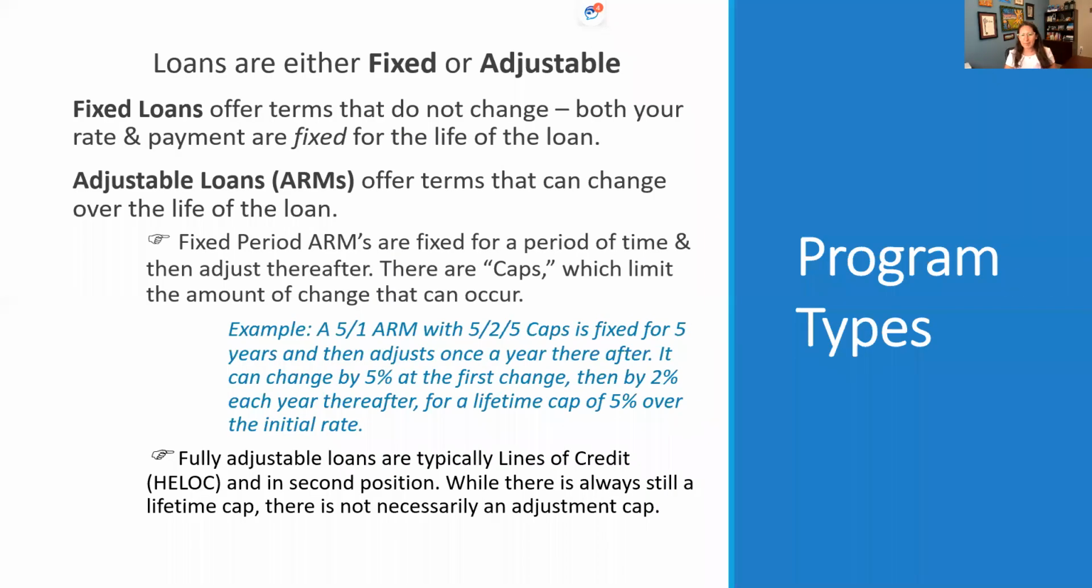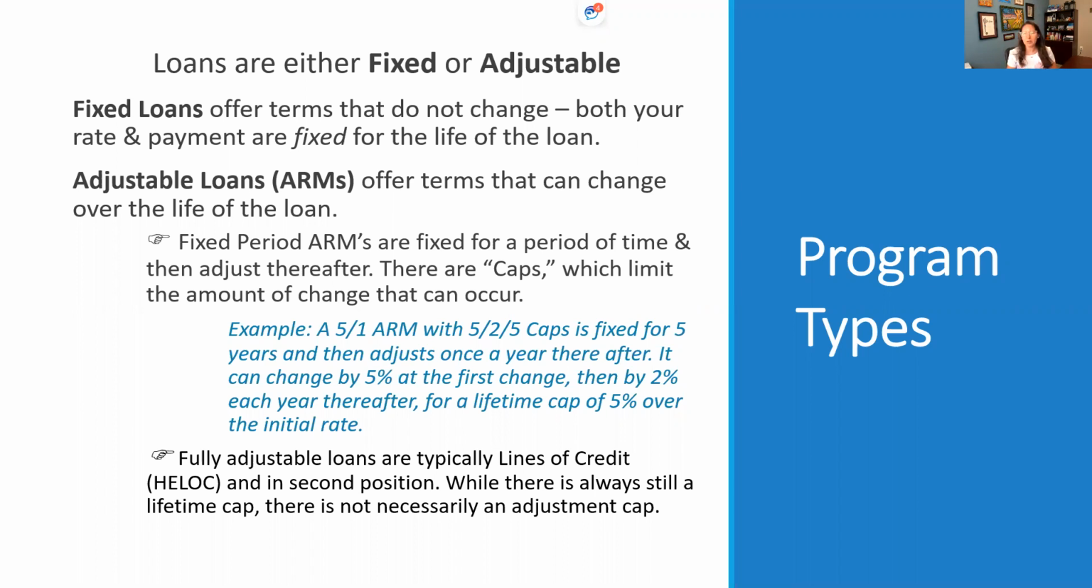Then let's talk about the types of loan, the program types, right? They're either fixed rates or they're adjustable rates. Now, fixed means it's never going to change. It's going to be the same thing forever, right? It's going to be the same payment over time. Your mortgage is fixed. Adjustable are also called ARMs, and ARM stands for adjustable rate mortgage, right? Like, get some ARMs out there. And these are terms that can change over the life of the loan, right?